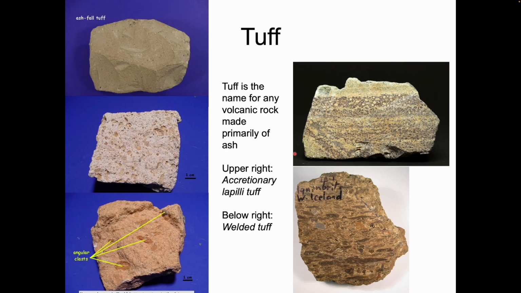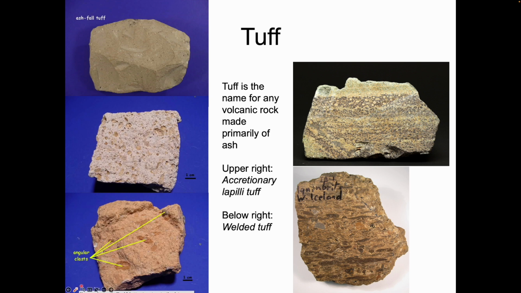The rock we get from pyroclastic eruptions is called tuff, and this is the name for any volcanic rock which is made primarily of volcanic ash. On the left here we have different kinds of tuff. On the top we have an ashfall tuff, which is just made of ash raining down relatively gently onto the landscape. Below that we have chunks of pumice mixed into it, which tells us that this is relatively close to the volcano and could result from a pyroclastic flow.